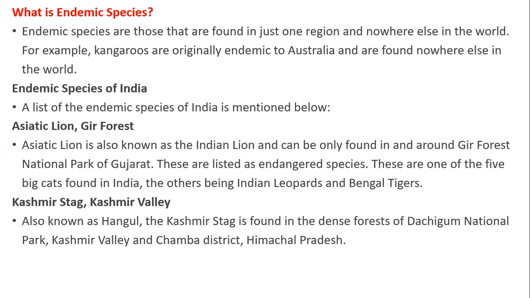There is a list of endemic species in India, which is mentioned below. Such as the Asiatic lion, Gir forest. The Asiatic lion is also known as the Indian lion and can be found only in certain regions in and around Gir Forest National Park of Gujarat. These are listed as endangered species. They are one of the five big cats found in India. Unfortunately, they are endangered. Once a species becomes more endemic in nature, more concentrated, the chances of extinction are very high.